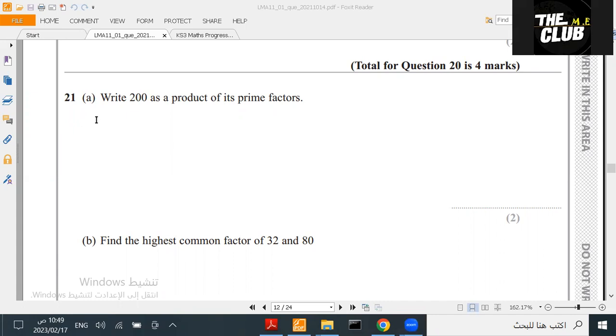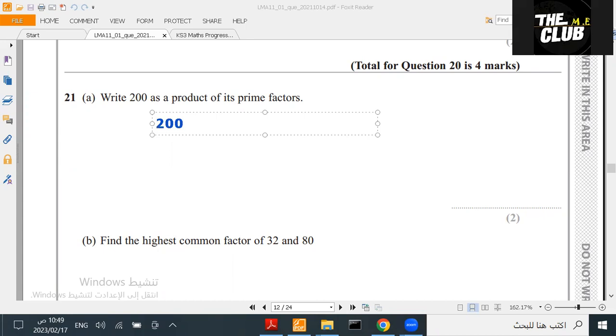Okay, question 21. We're back to 2021 October. Question 21A. Write 200 as a product of its prime factors. As we said before, prime factors means numbers that cannot be divided anymore and they have two factors only.